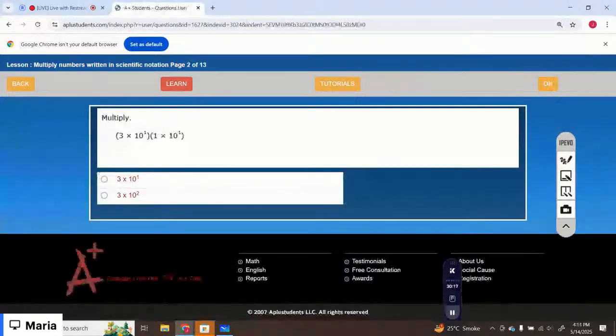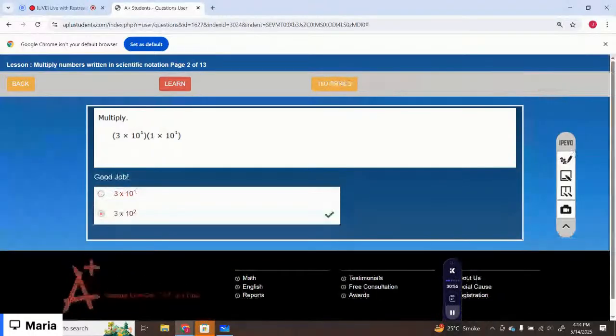Multiply 3 times 10 exponent 1 and 1 times 10 exponent 1. So which is the correct option? That is 3 times 10 exponent 2. You need to add the exponents, so 1 plus 1 makes 2. And 3 times 1 is 3, so that is 3 times 10 exponent 2.